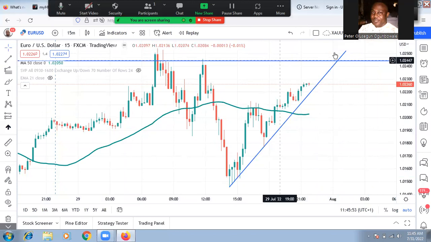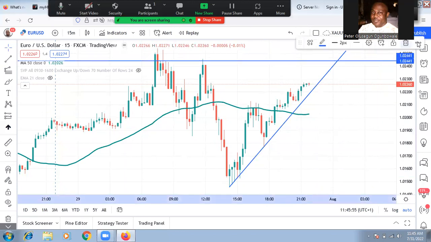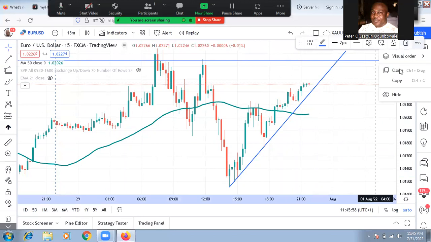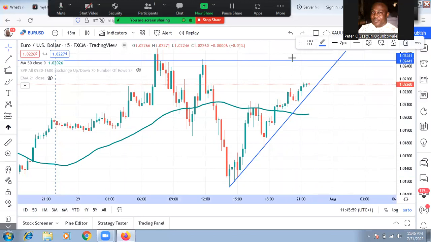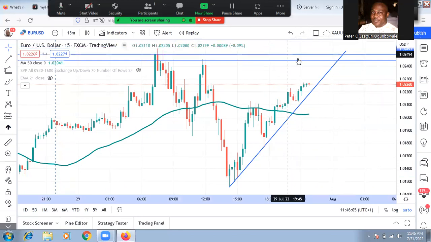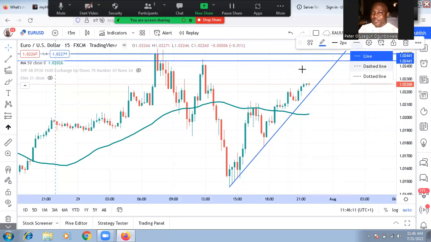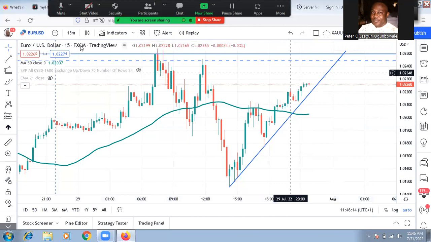And price may not walk up to this area, so let me just pick that area as an area I want to look for a sell. That is what you can do.